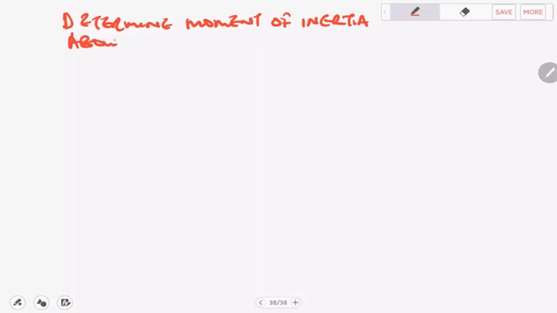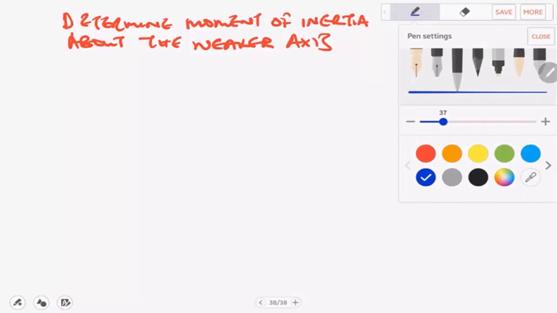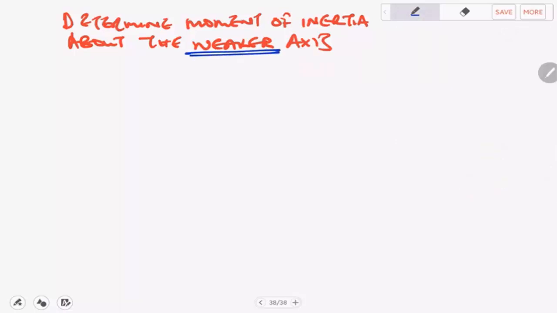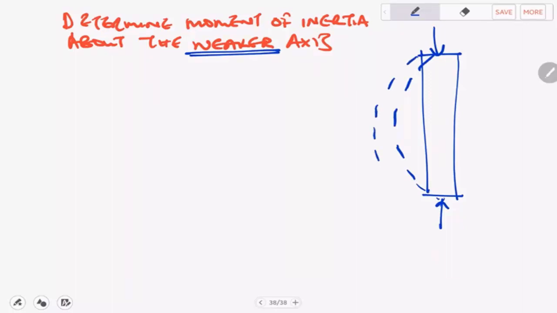So let's now look at how we proceed here. The first thing we have to do is to determine the moment of inertia about the weaker axis. Why am I putting emphasis on the weaker axis here? Because that is the side where it is going to buckle. Remember, if you have a column and you apply a load on that column, it will have a tendency to bulge outwards. It will have a tendency to bend like that, and that bending is what we refer to as buckling.